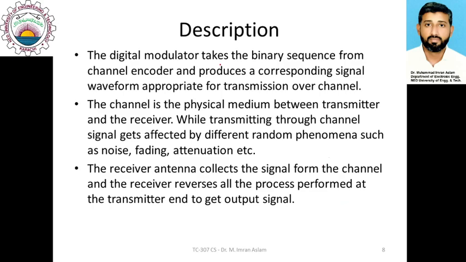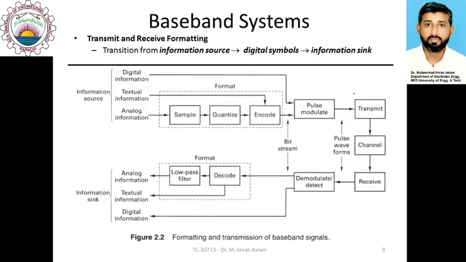The modulator takes those binary sequences and makes the waveforms suitable for transmission over the channel. And of course, the channel carries that information, and the receiver collects that information and tries to reverse all the processes that were incorporated at the transmitter side, so that the original information is received at the receiver. So this is also the basic description of a communication system.